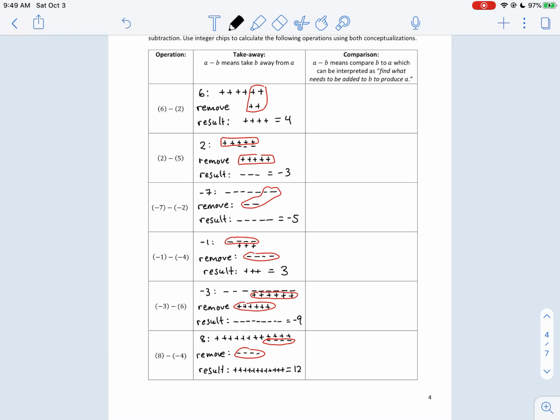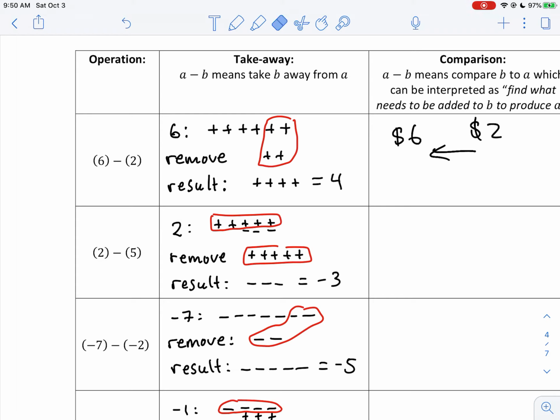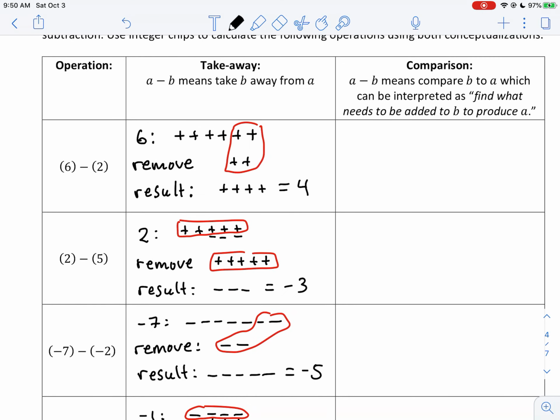Now let's talk about the comparison model. Remember comparison model, when we said, hey, 6 minus 2, don't actually take 2 away from 6, but let's pretend someone had $6 and someone had $2, and we said, hey, how much more does that person have? Right? We use subtraction to do this comparison. We say that person has $4 more. And so when you're doing a comparison, you're really trying to answer the following question. Find what needs to be added to B to produce A. So when you see A minus B, the operation here is the resolution to a missing addend task.